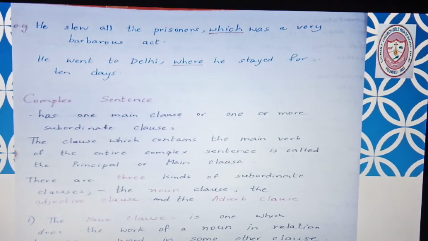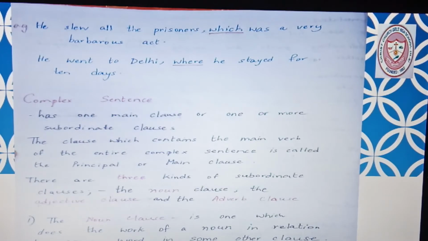See here, in this case, we have one main clause and one or more subordinate clauses. What do you mean by subordinate? Why are they called subordinate clauses? Naturally, you have to conclude that these clauses are not complete in meaning. They have to depend on the main clause for their full meaning. So they are dependent. Therefore, they are subordinate to the main clause. Now, the clause which contains the main verb of the entire complex sentence is called the principal or main clause. The main clause contains the main verb.